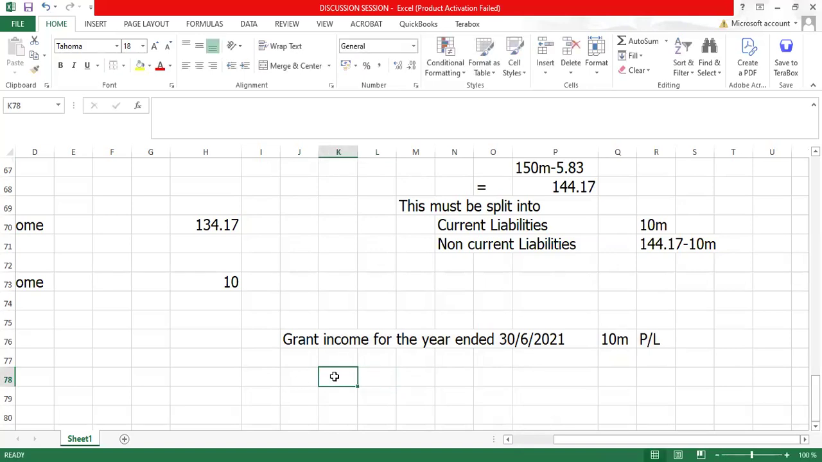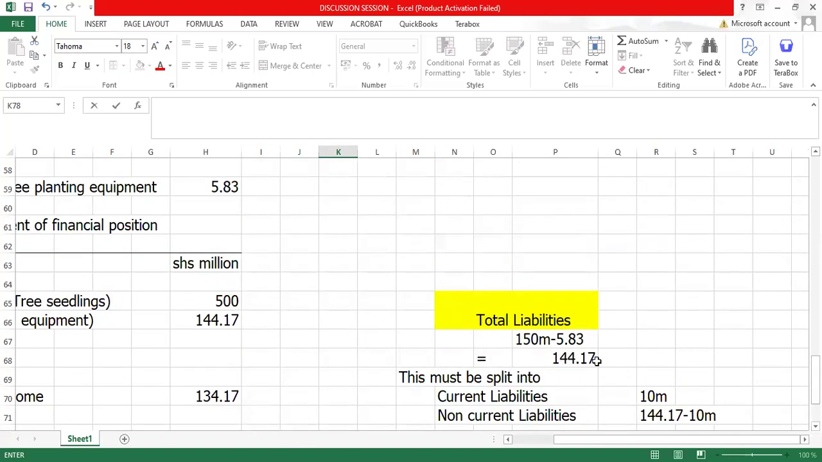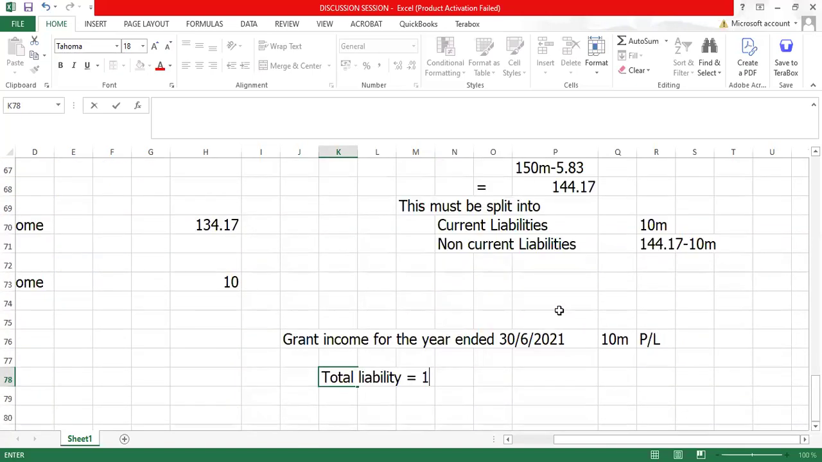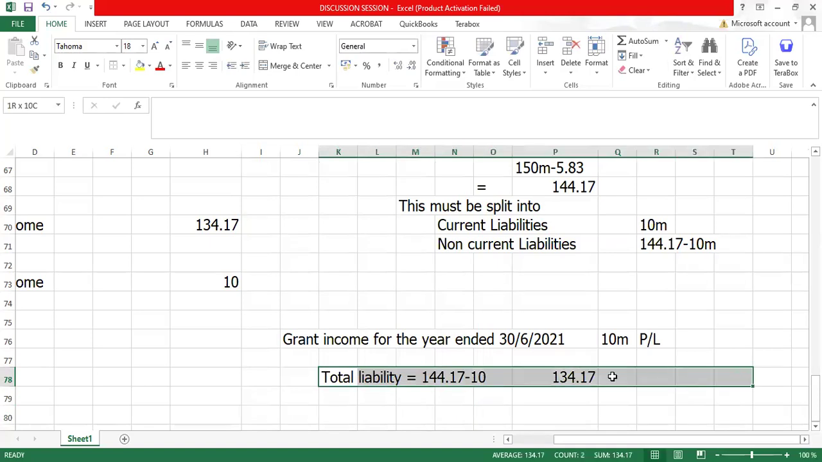now you have the total liability. What will total liability be? Initially, previous year, the liability stood at 144.17, minus now that liability has again reduced by 10. So the total liability is 144.17 minus 10, which is 134.17. Okay, that is the total liability.